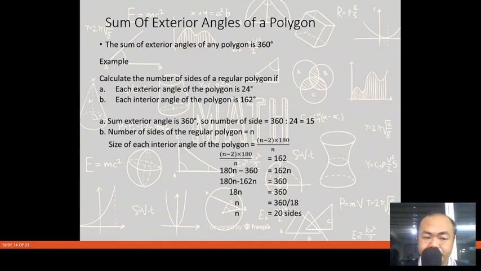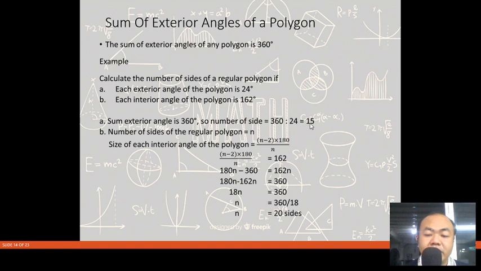Calculate the number of sides of a regular polygon if each exterior angle of the polygon is 24 degrees. So how to find it? The sum of exterior angles is 360. So the number of sides is 360 divided by 24, you will get the answer 15.